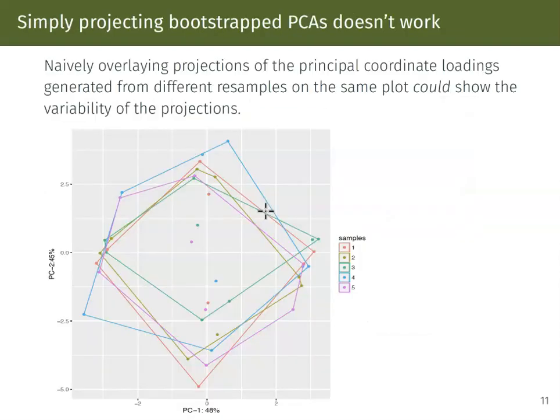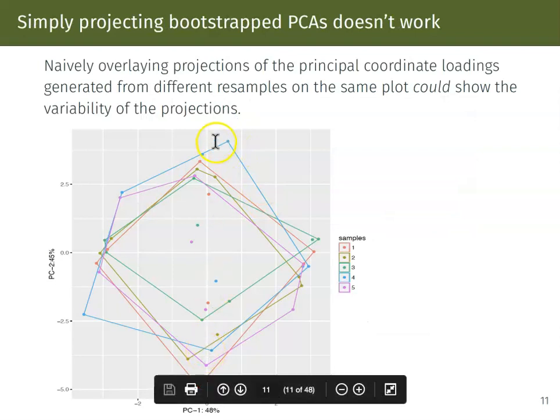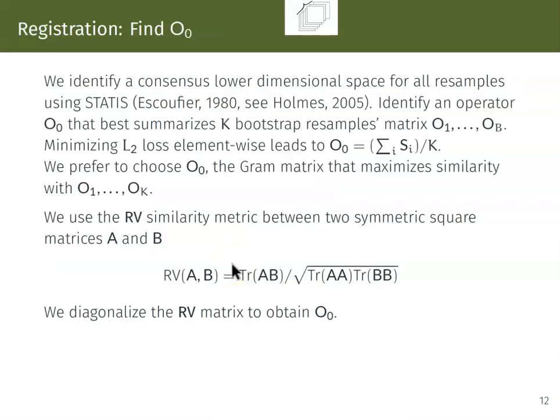You need to align everything because, first of all, when you take a PCA, the signs are not unique. And also the first and second eigenvectors might switch if they're close. And so you'd end up with convex hulls like this, and that would be meaningless. And so we do this alignment. That's what the RV coefficient serves to do.